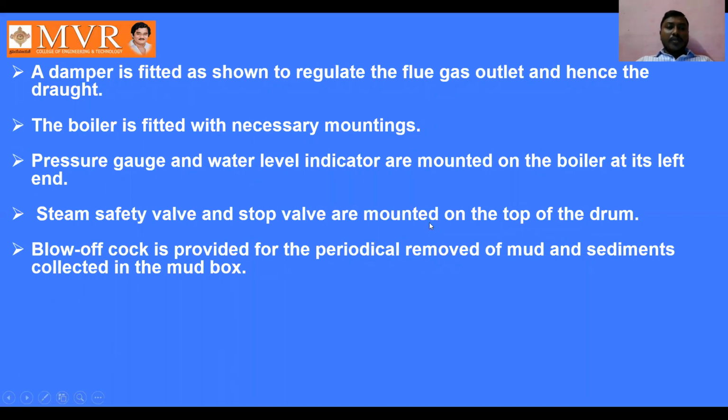Here we have a damper fitted as shown to regulate the flue gas outlet and hence the draft. The boiler is fitted with the necessary mountings: the pressure gauge, water level indicator, a safety valve and a blow off cock, which I have shown you in the diagram itself.